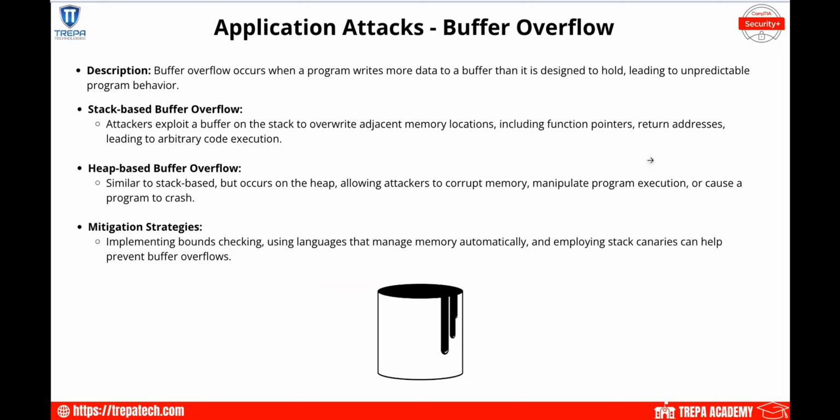We kind of talked about this in the last section when we went over memory attacks, but now we're kind of going over the more specific types of buffer overflow. So we have stack-based buffer overflow, where attackers exploit a buffer on the stack to overwrite adjacent memory locations, including function pointers, return addresses, leading to arbitrary code execution. Then we have heap-based buffer overflow, similar to stack-based, but occurs on the heap, allowing attackers to corrupt memory, manipulate program execution, or cause a program to crash.